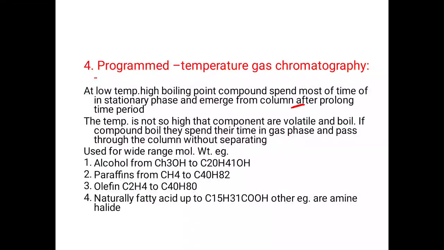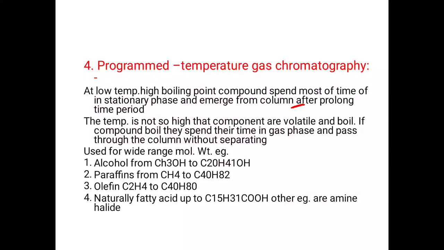Therefore the problem is overcome by using a program temperature procedure. In this method, the sample is injected into the column in the normal way and the temperature of the column is maintained at some suitable low temperature, such as 50 degrees Celsius, during the injection. The temperature of the column then increases at a controlled rate, for example 20 degrees Celsius per minute.